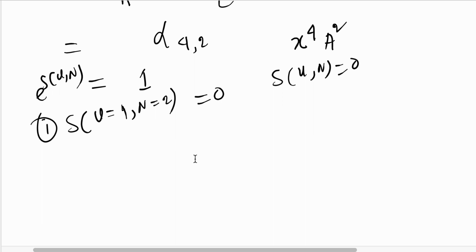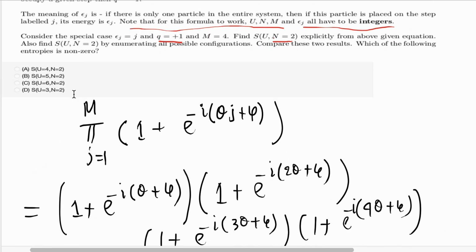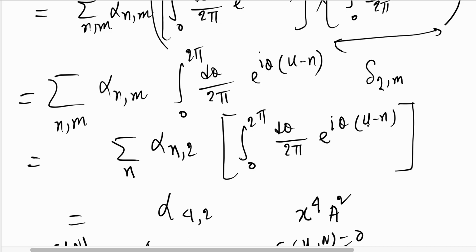What is the coefficient with U, x to the power 5 and a square? Now I have to find 5 2, because if I put 5 in place of U, then my Kronecker delta will become F5n, and that means my n will become 5. That means I have to find the coefficient alpha 5 2.